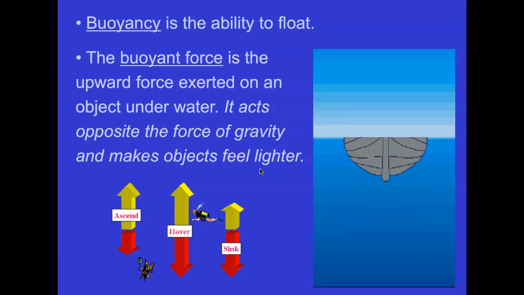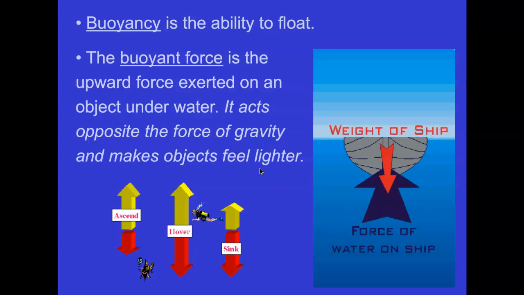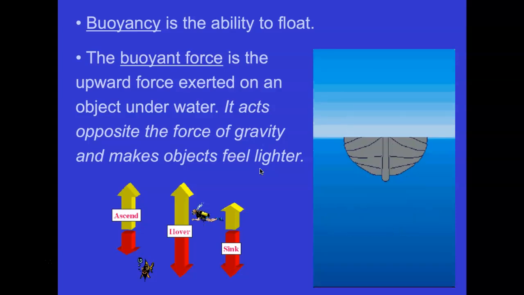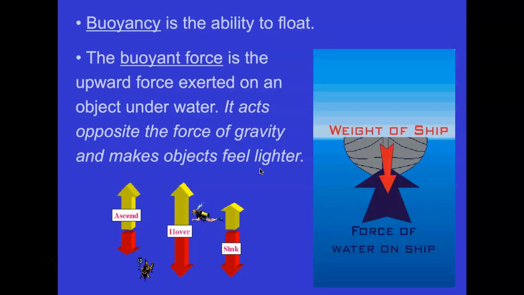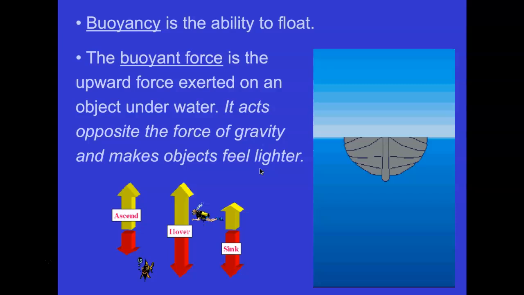So let's talk about another force that we're familiar with, gravity. Acting on an object that's on land, gravity is the force that will pull stuff down towards the earth. Well, buoyant force is going to act on an object that's in the water, and it's going to act opposite to gravity. So the buoyant force is going to push upward on an object that's in the water. And so it's going to make the object feel lighter.